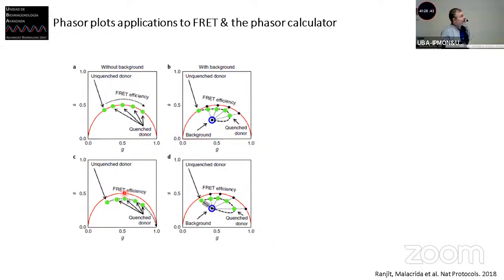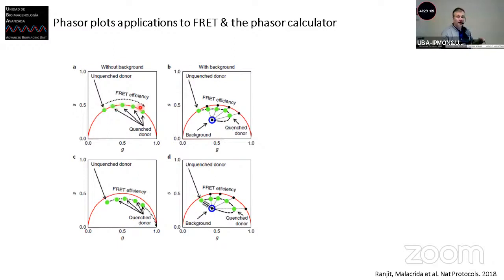So if you have a lifetime here from your donor, when we measure FRET in FLIM condition, we only take care of the donor. We don't care about the acceptor, right? So this is an advantage. You don't need to do all the calibration for the acceptor, because the only thing that matters for us is that the donor will quench and the lifetime will go short.